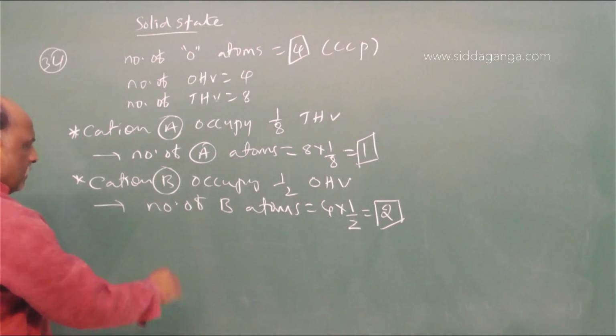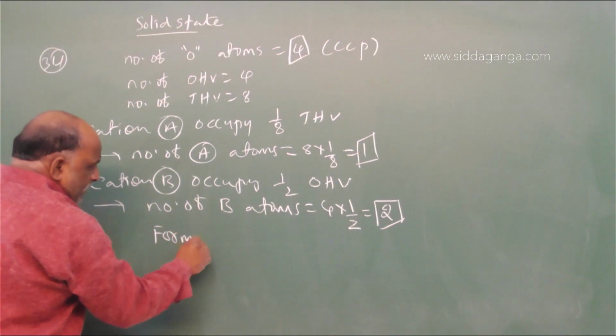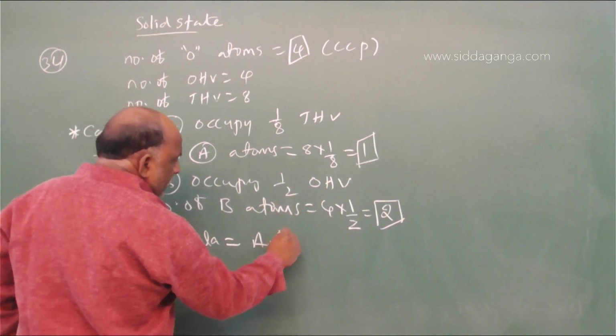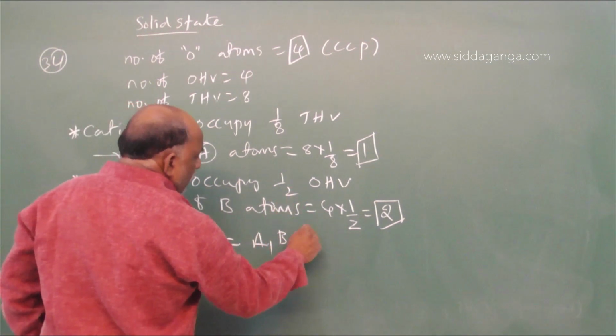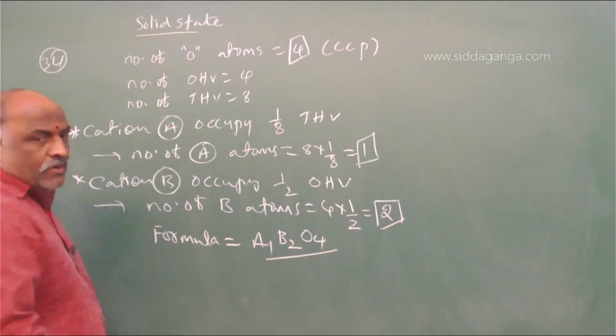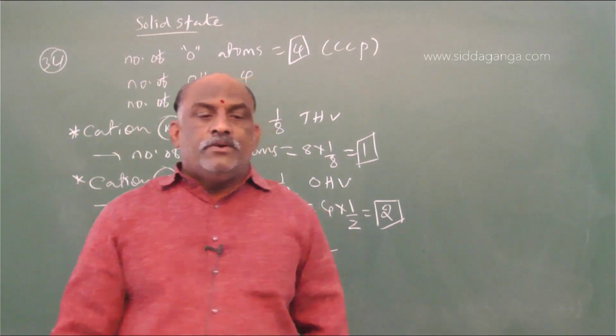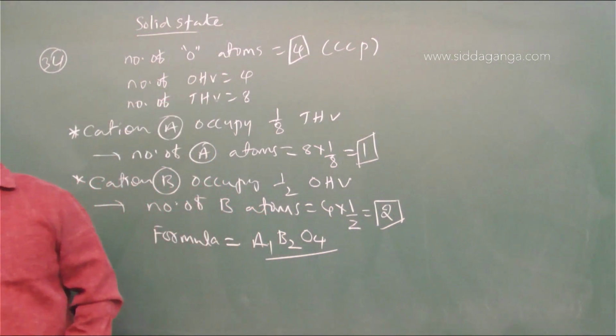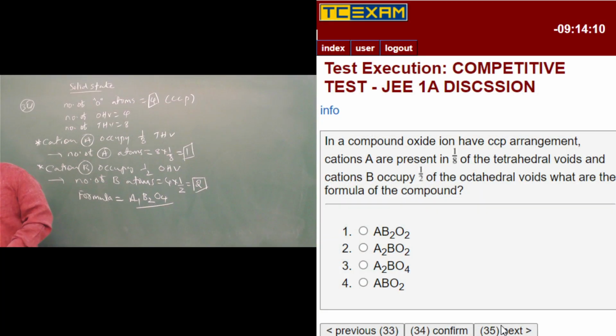So what is the formula? A1 B2 O4. A1 B2 O4 is the right answer for the question. This is the right option.